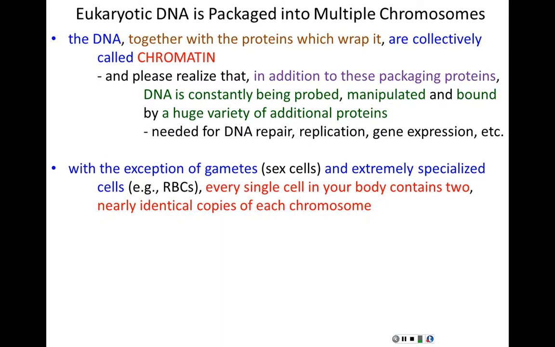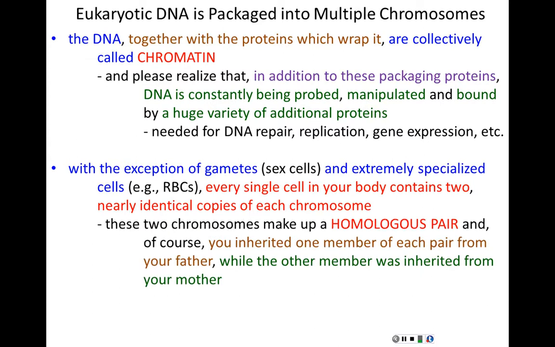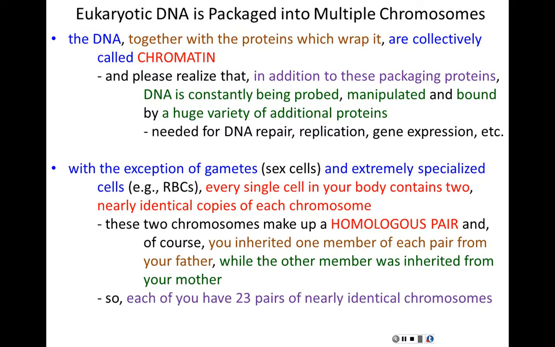So it is accurate to say that you have 23 pairs of chromosomes, giving you your 46 total chromosomes. Each of these two nearly identical copies makes up what we call a homologous chromosome pair. And, of course, from genetics, you inherit one member of this pair from your father, while the other member of the pair was inherited from your mother. So we have one chromosome represented in our genomes, one from each parent for each pair of chromosomes.